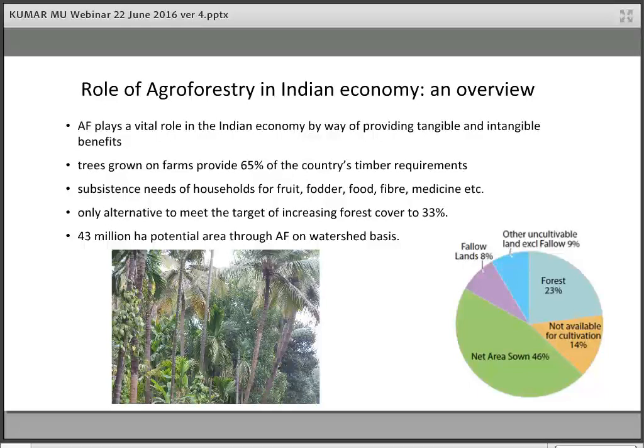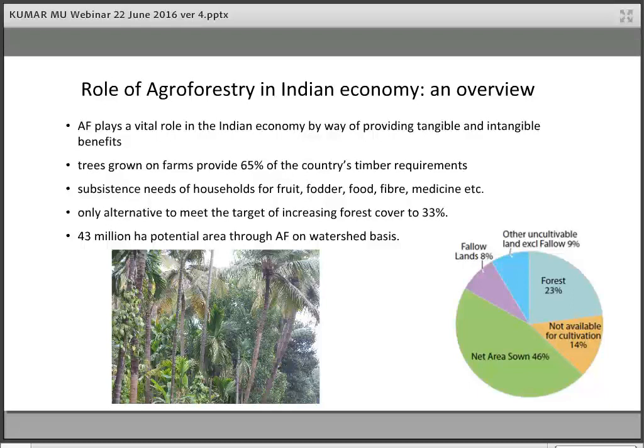It is often regarded as the only alternative to meet the target of increasing the forest cover to 33%, which is currently, as you can see here, around 23% in India. Agroforestry is regarded as the only mechanism by which the forest cover of the country can be increased from 23 to the targeted level of 33%.